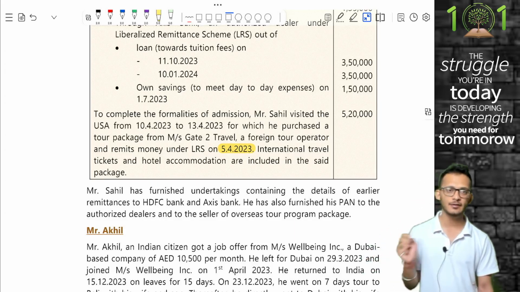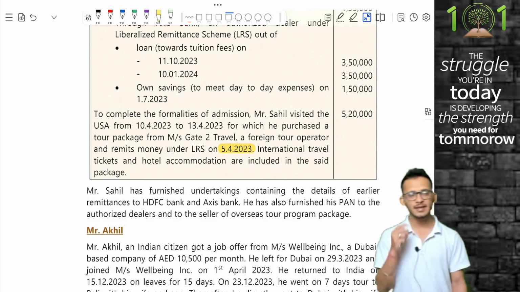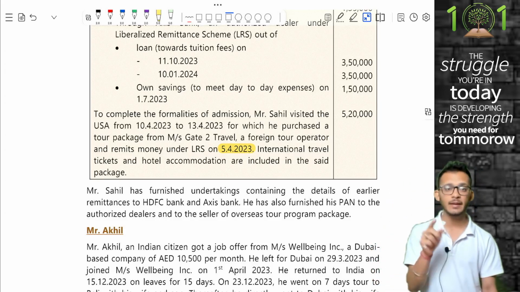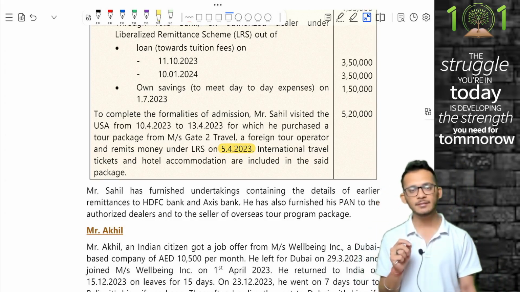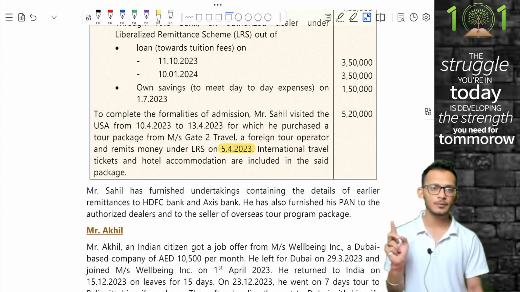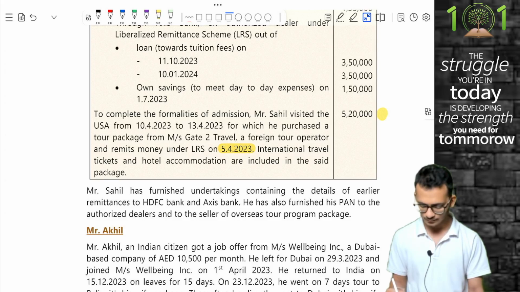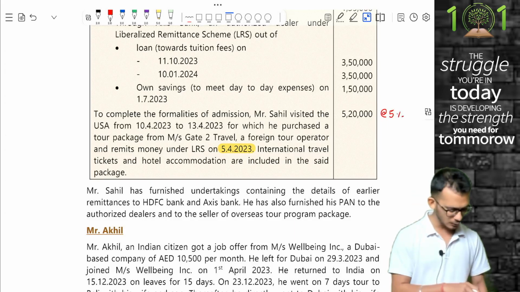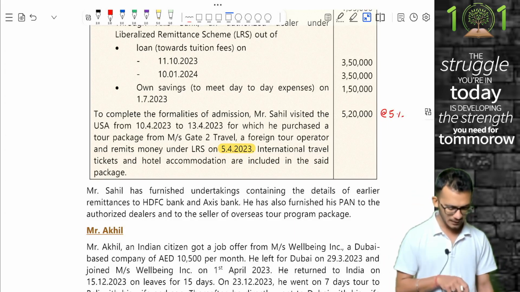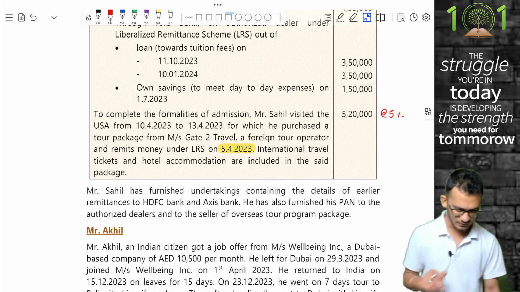Now, notice the date. It is 5 April 2023, which means this is the pre-amendment regime. And in the pre-amendment regime, the rule was that for every overseas tour package, the TCS rate was 5%. So I'm going to conclude this number right away: 5,20,000 into 5%, the number is 26,000.